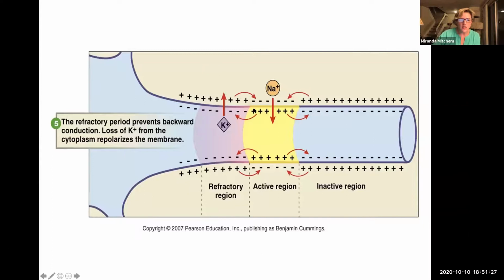So it has a lot to do with the potassium again, because that refractory period is tied heavily to the fact that potassium is going to move. So it's able to repolarize the membrane because those potassium channels are still open, but the sodium ones aren't at that time.